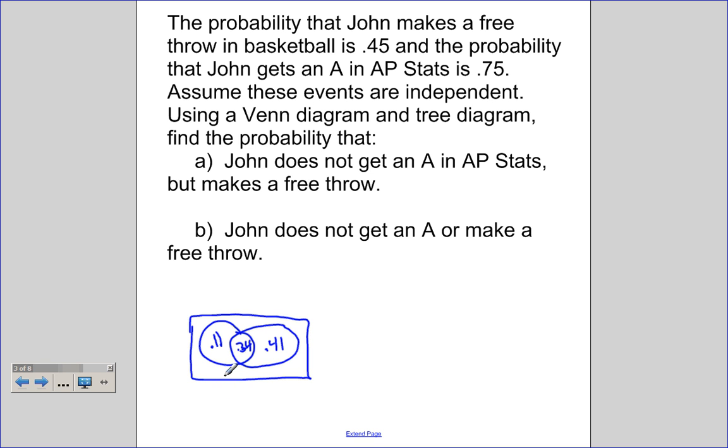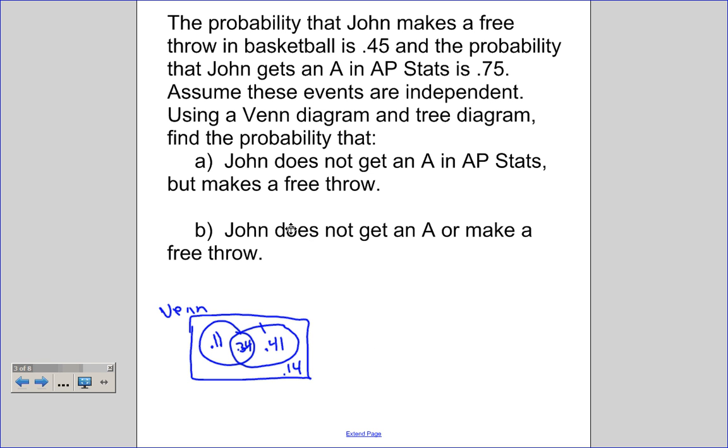Now, if I want to find the probability that he doesn't do anything, first we'll add up all these probabilities. So I'm going to take 0.11 plus 0.34 plus 0.41. That's 0.86. Now if I take 1, subtract 0.86, I'll get 0.14, and that will be on the outside. That's the probability he doesn't make anything. So this is a Venn diagram that shows all of these solutions.